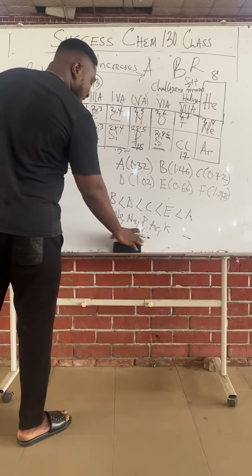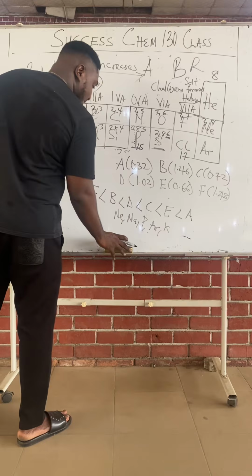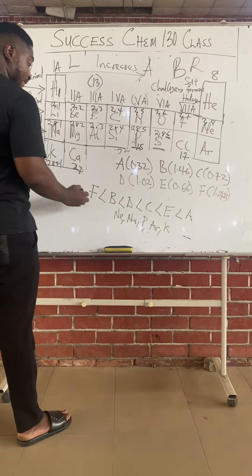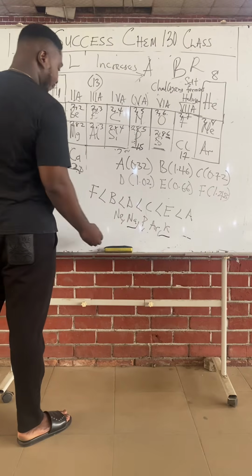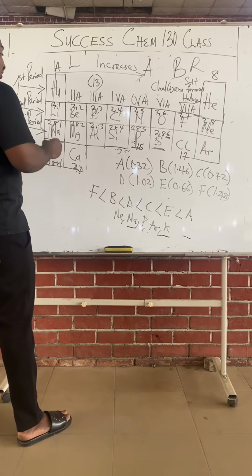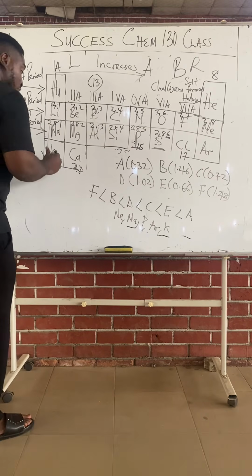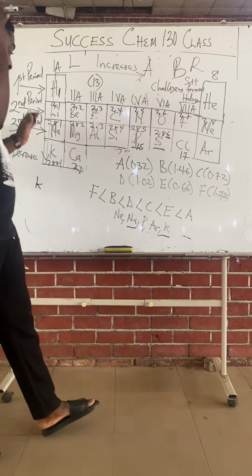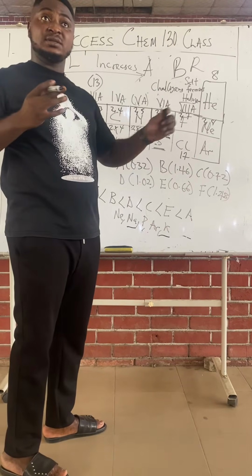Class, who has the highest ionization energy among these? Down the group is increasing, right? Sodium and potassium belong to the same group. It's decreasing down the group, which means that as it's coming down, it's reducing. So sodium has a higher ionization energy than potassium. As it's coming down, it's reduced. So potassium has the lowest ionization energy. But going from left to right, it increases.